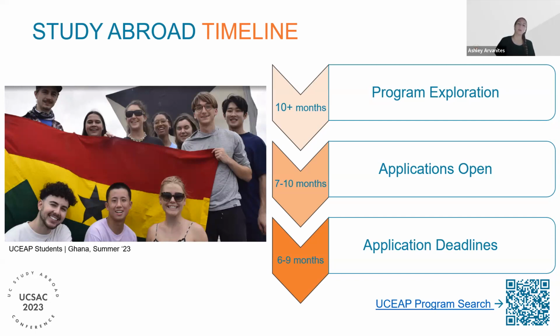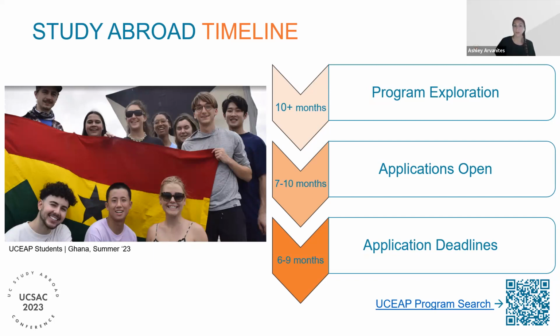Most UCEAP applications open 7 to 10 months prior to the start of a program. Application deadlines vary by program and campus, but are usually 6 to 9 months before the program start date. The vast majority of UCEAP programs do not have capacity limits, which means that every student who meets the eligibility requirements and submits a complete application by the deadline can participate. Limited capacity programs are clearly noted and fill on a first-come, first-served basis.